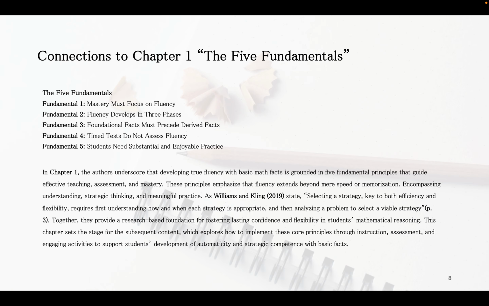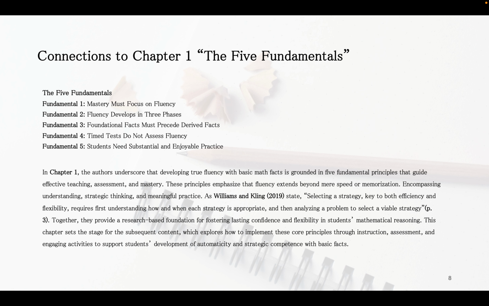Connections to Chapter 1, the 5 fundamentals. The 5 fundamentals are: 1, mastery focus on fluency. 2, fluency develops in 3 phases. Fundamental number 3, foundational facts must precede derived facts. Fundamental number 4, timed tests do not assess fluency. Fundamental 5, students need substantial and enjoyable practice.